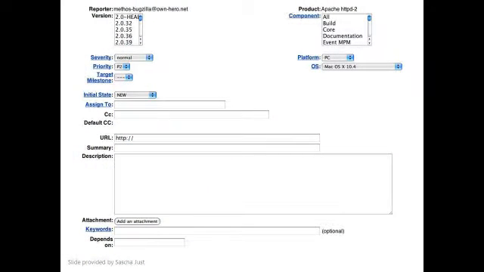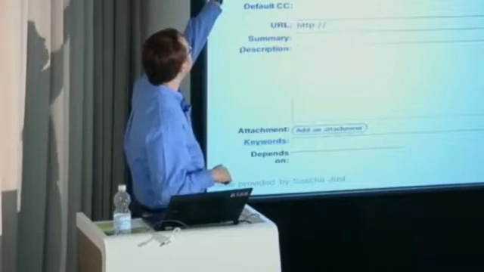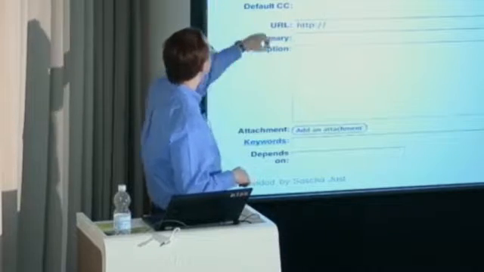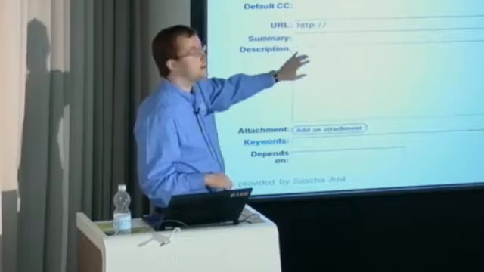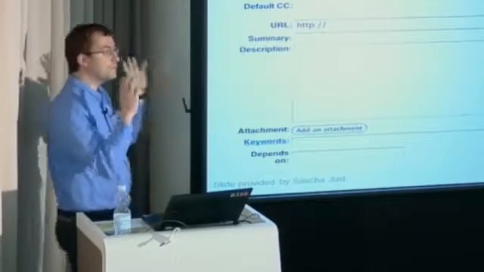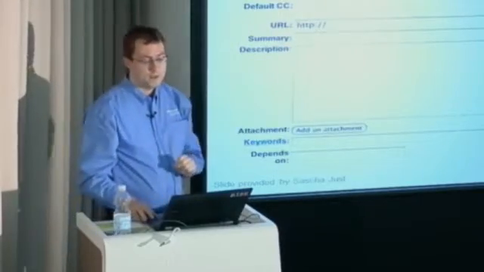For example, if you file a bug report for the Apache web server, you get this page here where you have to first say which version, how severe the bug is. Then you have to provide a description, a URL. You can assign the bug to people, and so on. So this is the information that you as a user send to the software developers.